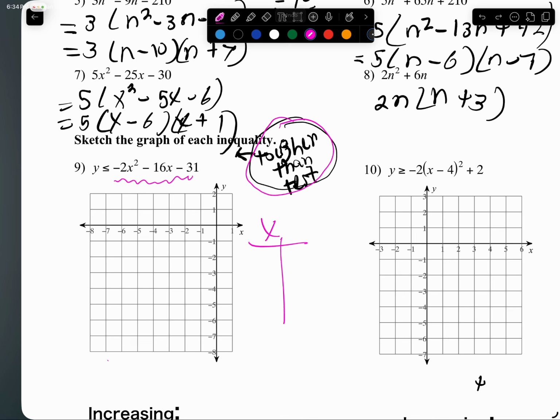Change it into vertex form, so that would be the same as y less than or equal to -2. Divide the -2 out of the first two terms. Whoops, I'll get rid of that. And you have x squared plus 8x. If you multiply the -2 back in there, you would get the same thing. So that's right. You kick the -31 over there, though.